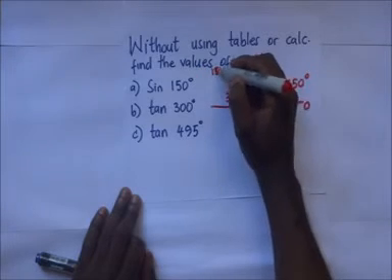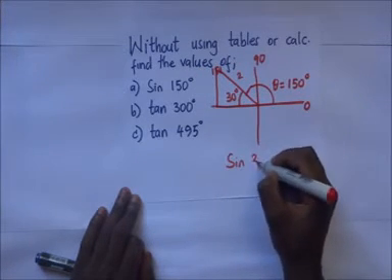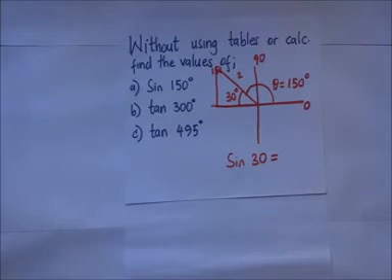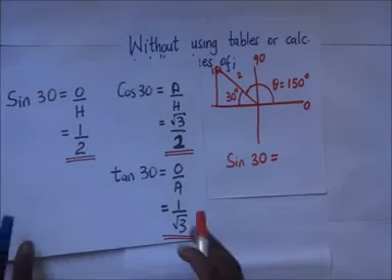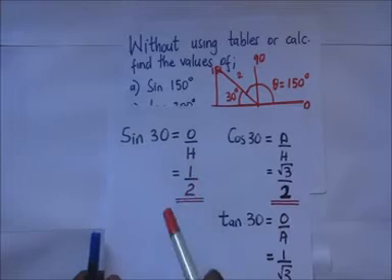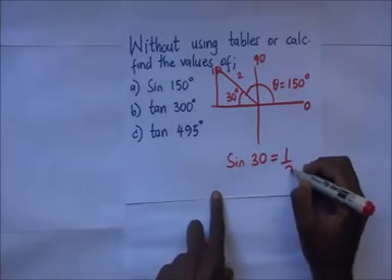So you look for sine of 30. What is sine of 30 according to our trigonometrical ratios? We said that the sine of 30 is a half. We did this in our previous videos. So the sine of 30 here is a half.